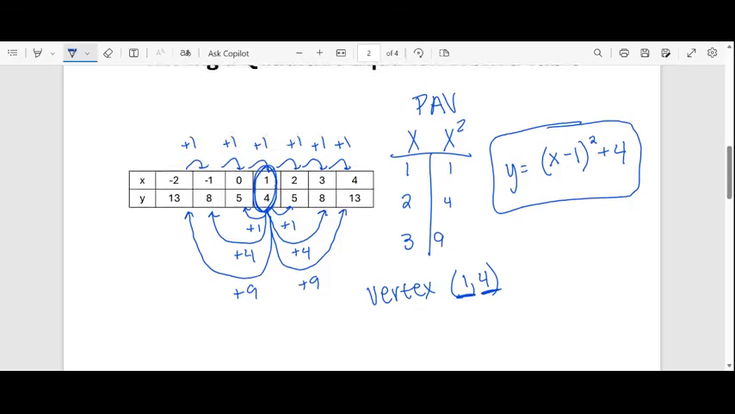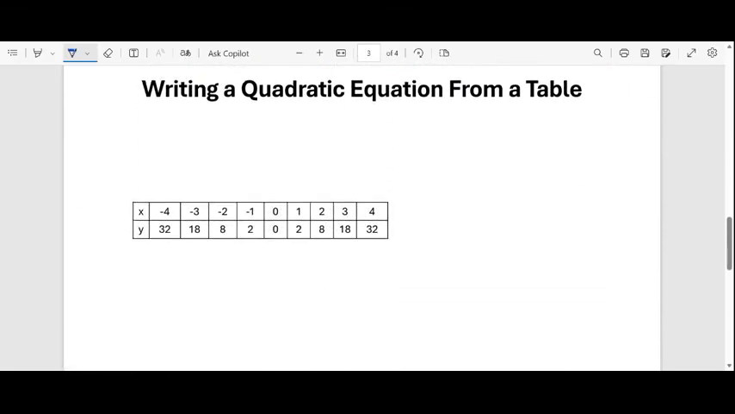All right, let's try another. So I see this is my vertex immediately, right? Because these are all going up by 1. I know that already. When I go 1 away from the center, I'm going up by 2. So we have something slightly different. I'm going left and right 1 from the center, up by 2.